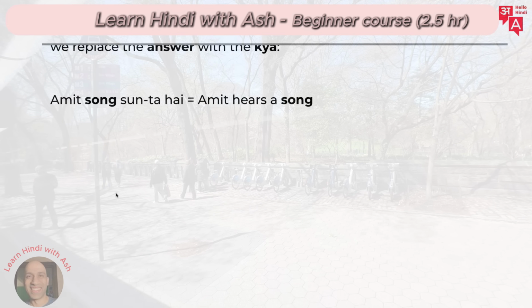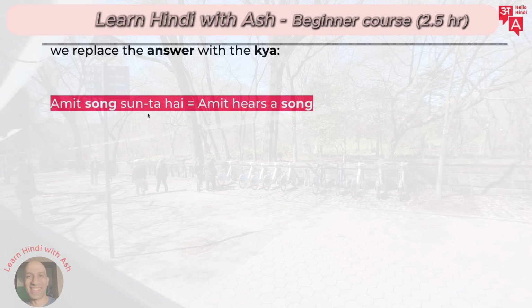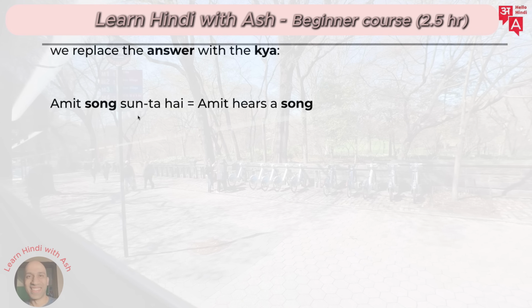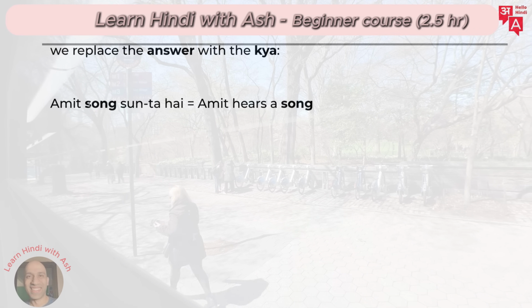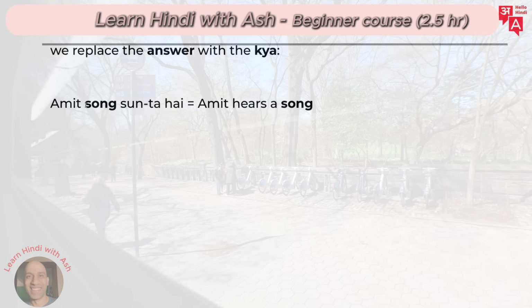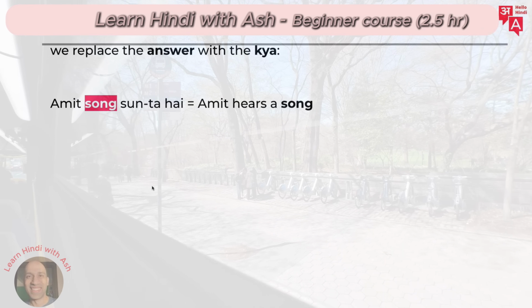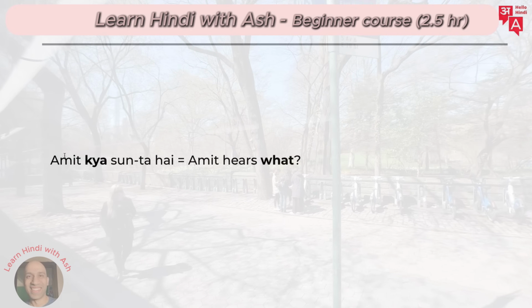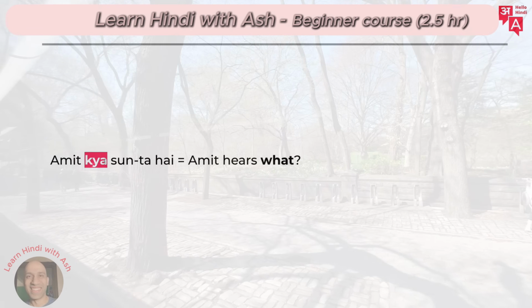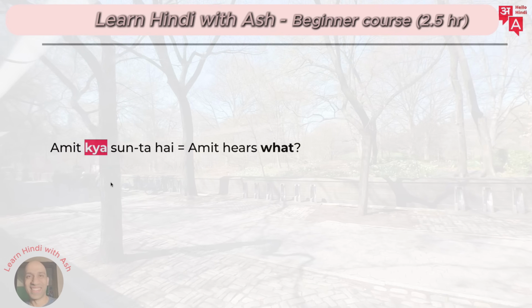So let's look at the sentence here. Amit song sunta hai. Amit hears a song. You know this very well. Now this song is going to be replaced with kya, like this. Amit kya sunta hai? Amit hears what? Right? So that's how you'll say this.